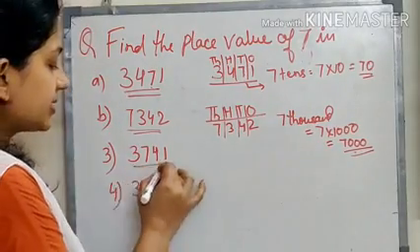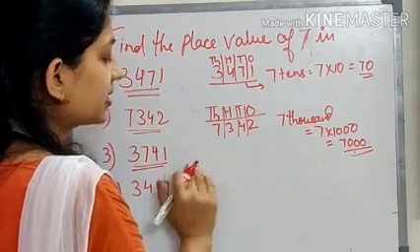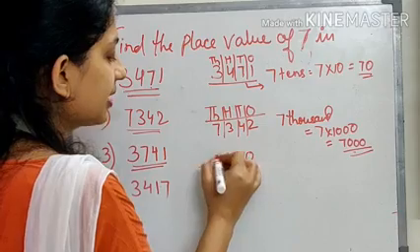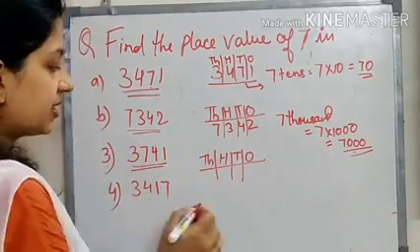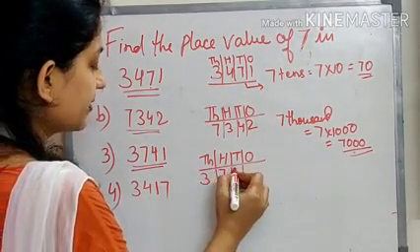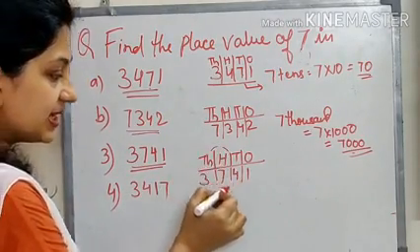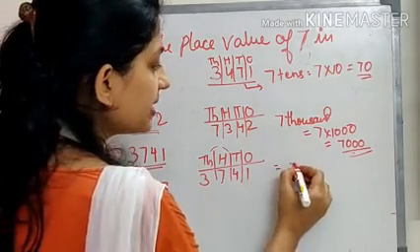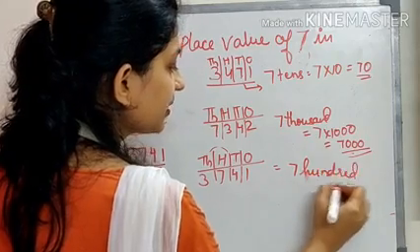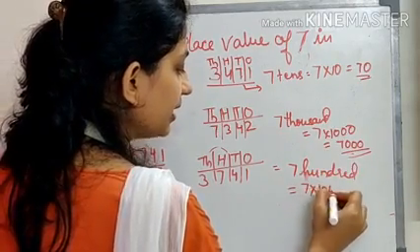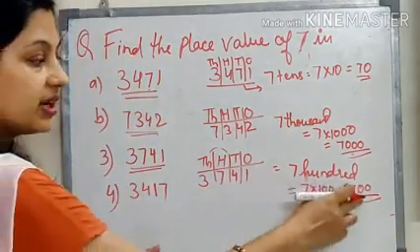Okay. Now see this number, students. Again the same procedure. Every time you have to write down ones, tens, hundreds and thousands. If I ask you to find the value of 7 here, the number is 3,741. 7 is placed in which place? It is placed here, isn't it? So the value will be 700. That is equal to 7 into 100. So the value of 7 here becomes 700.